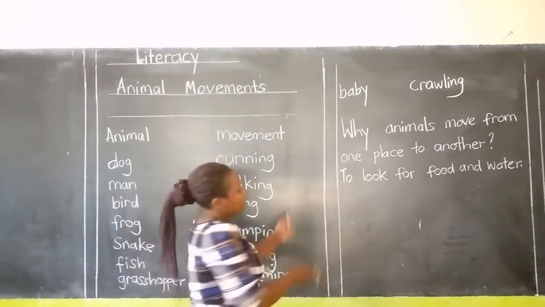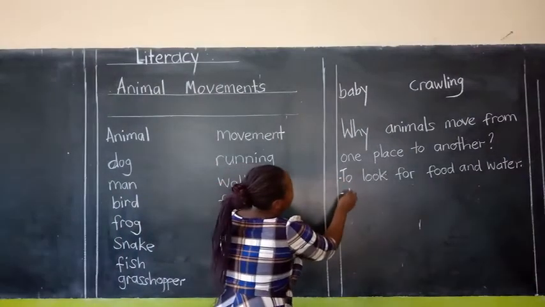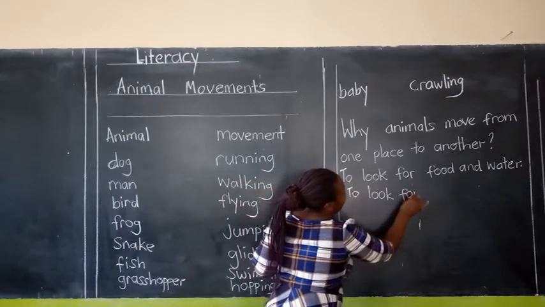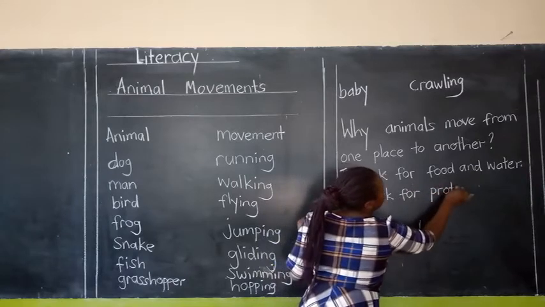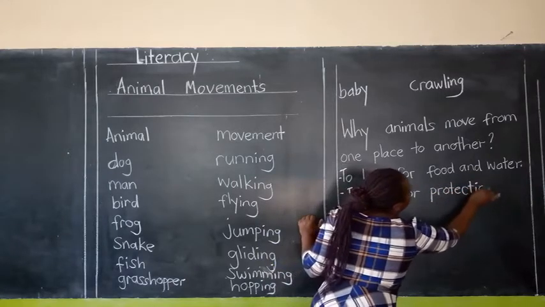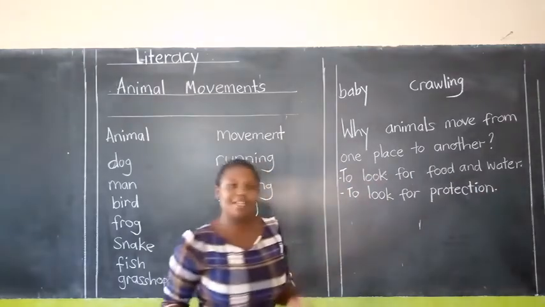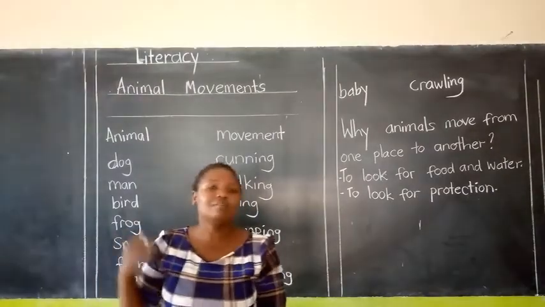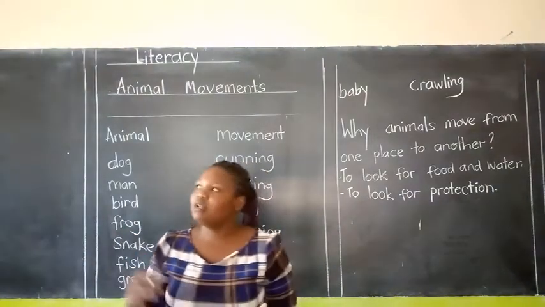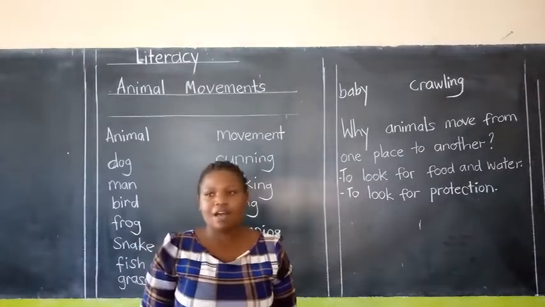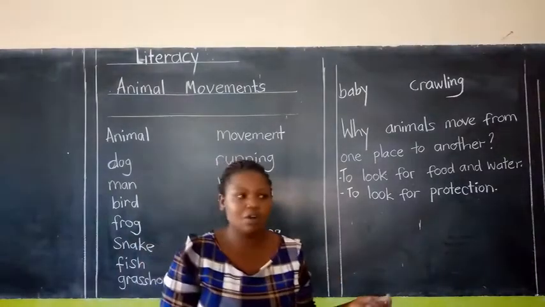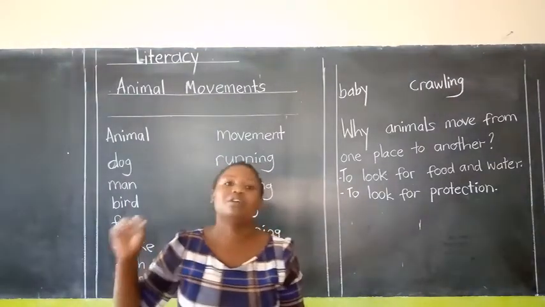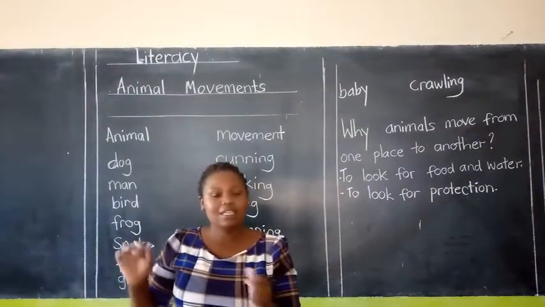And then another reason why animals move is to look for protection. So, when the animal is not feeling secure, it is not having security at the place where it is living, it will have to move. It will have to move from that place because there are enemies attacking it. So it will run away from that place to go to a place where it cannot be disturbed.